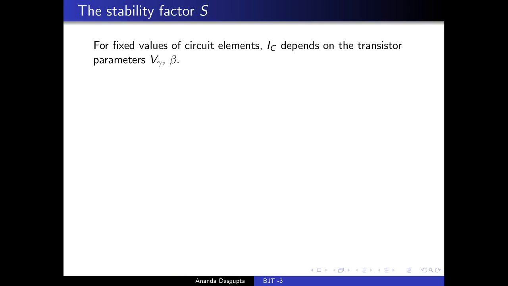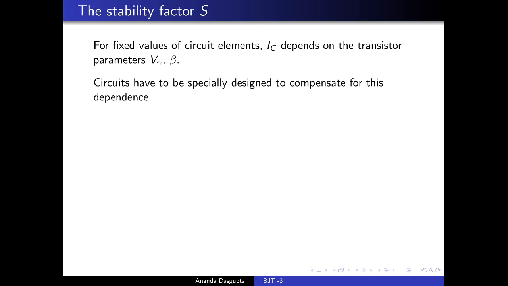So the important thing is, for fixed values of circuit elements, IC depends on the transistor parameters V gamma and beta, as well as ICO, and ICO depends strongly on temperature. Now, circuits have to be specifically designed to compensate for this dependence. As we discussed right now, the fixed bias circuit, though simple, is not a great circuit, simply because it depends strongly on changes in beta and changes of temperature.